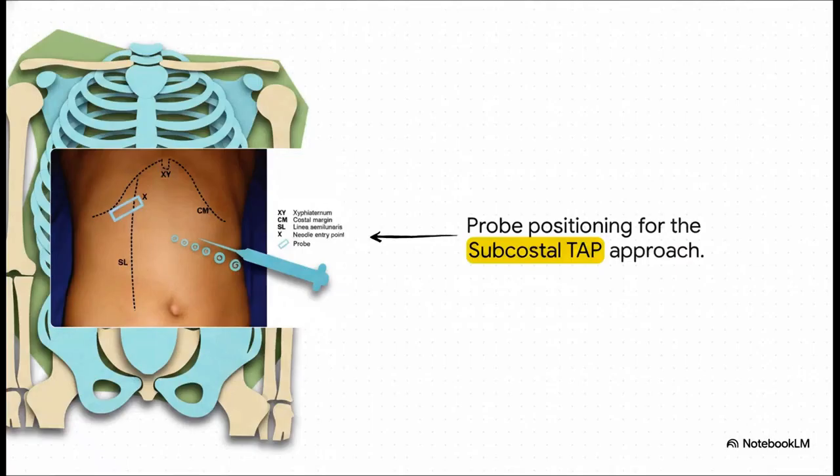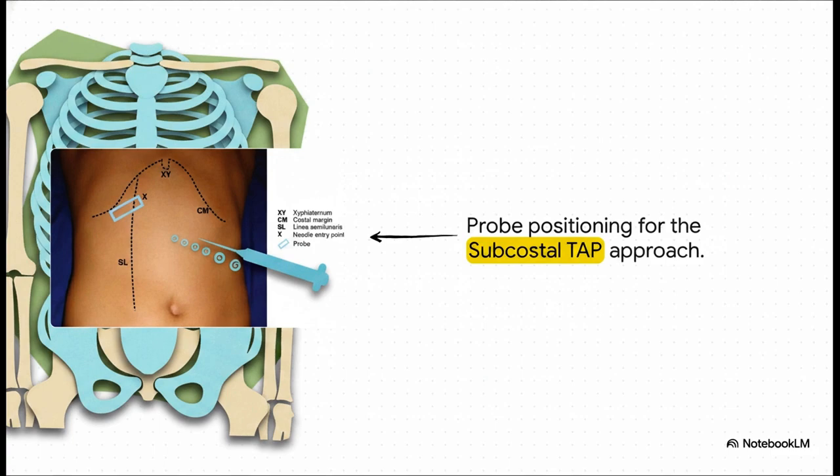Now, what's really interesting about this specific positioning is how it translates to the patient's body. When mapping this out for the subcostal approach, take a look at the orientation. You find the dotted line of the costal margin and the linea semilunaris. Your probe is sitting right beneath that costal margin, angled parallel to it. Your needle entry point, which we usually mark with a little X, is medial, and you advance your needle in plane, moving laterally.